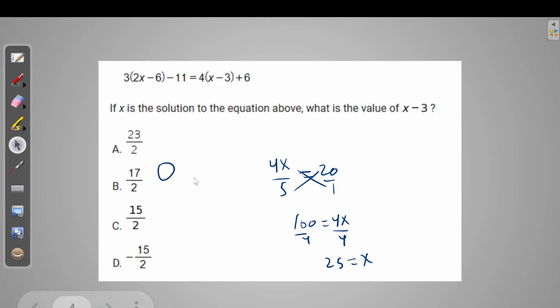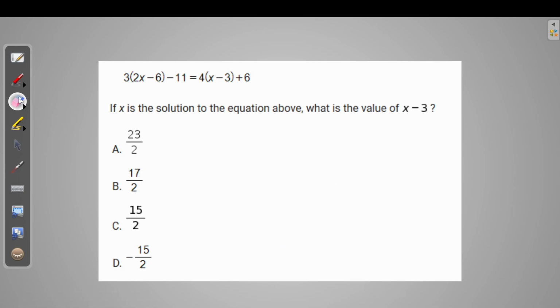And then for the medium problem of this section, let me erase this first. It asks if x is the solution to the equation above, what is the value of x minus 3? Now this is where a lot of people get confused. They solve this for x, they find x, and then they just select the option that x is given, when you actually have to minus 3 at the end of the problem, as I'll show you here.